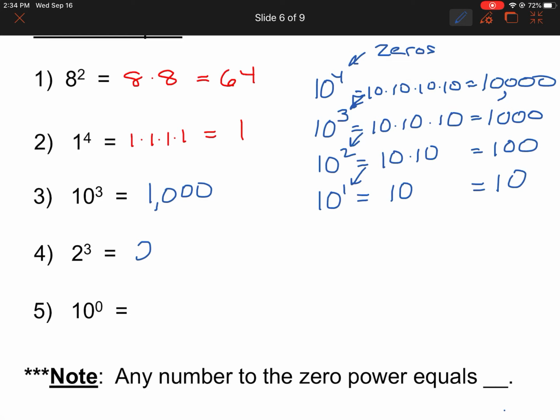Okay, now 2 to the 3rd is 2 times 2 times 2, which is going to give you 4 times 2, which is 8. And it's not a bad idea for you to show it.